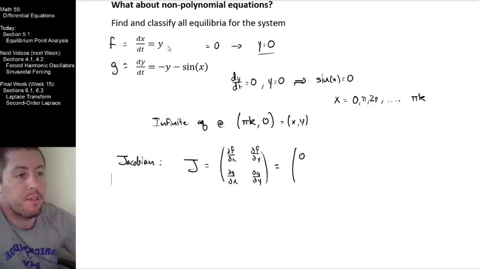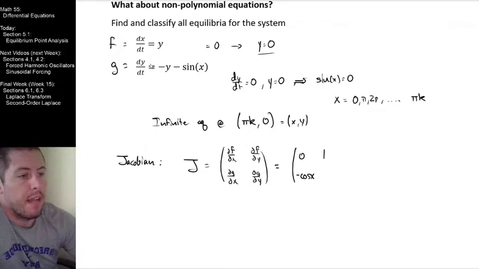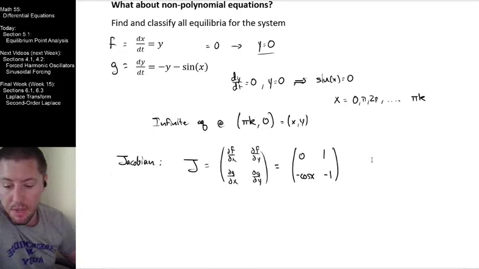Partial derivative of f with respect to y, the derivative of y with respect to y is just 1. The partial derivative of g with respect to x, y is considered a constant, so it goes to 0. Negative sine of x is going to become negative cosine of x from the derivative. And finally, the partial derivative of g with respect to y is just going to give us negative 1. Sine of x is considered constant there. Only y is varying, so I'm going to get a negative 1. So here is our general Jacobian for this guy.